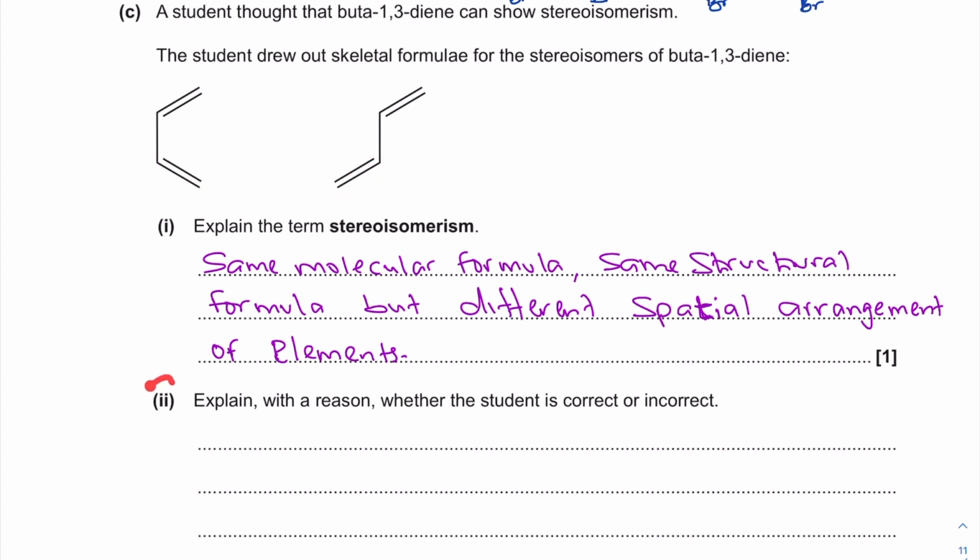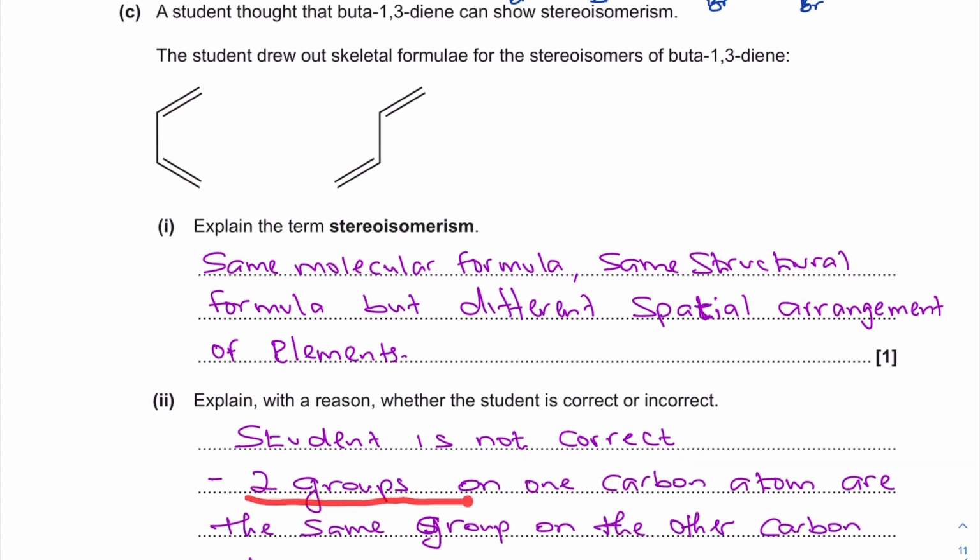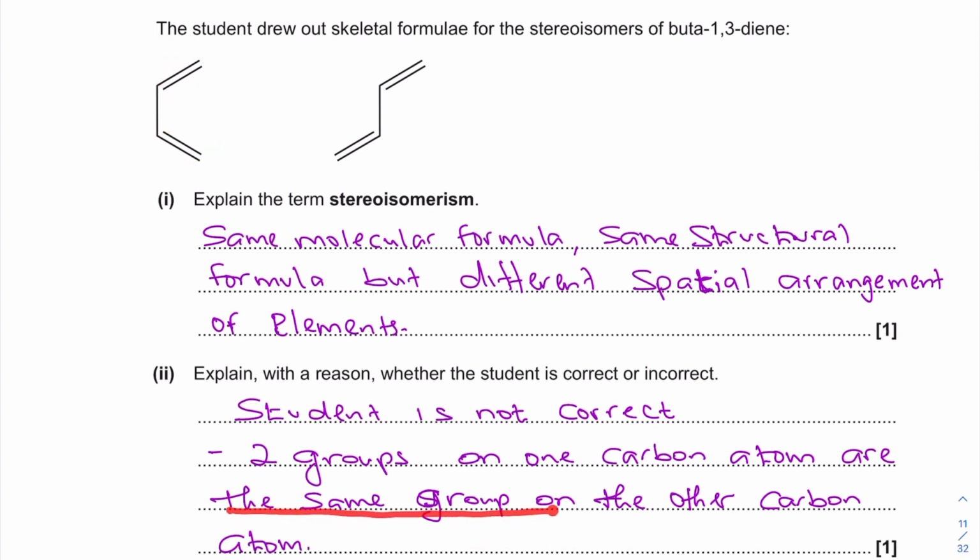See Part 2. Explain with a reason whether the student is correct or incorrect. Well, the student is not correct because this carbon atom has a hydrogen there and this group here, and the same as this carbon atom, which has a hydrogen there and that group here. The same groups on the other carbon atom, so they cannot form stereoisomerism. One of them has to be different, and then that may be able to form stereoisomerism.